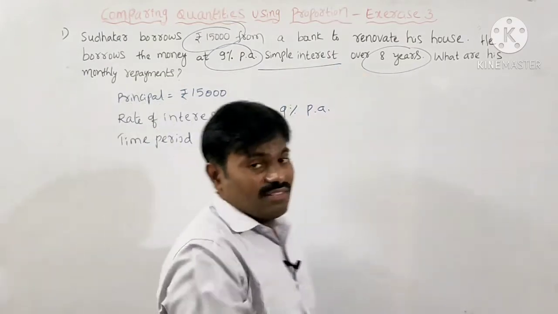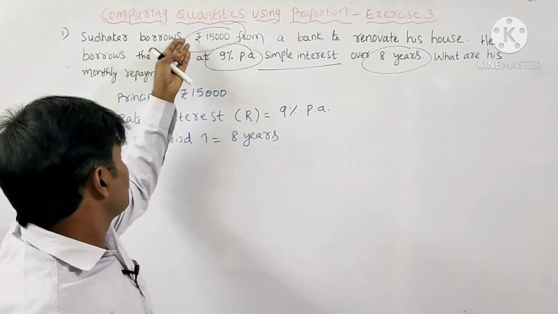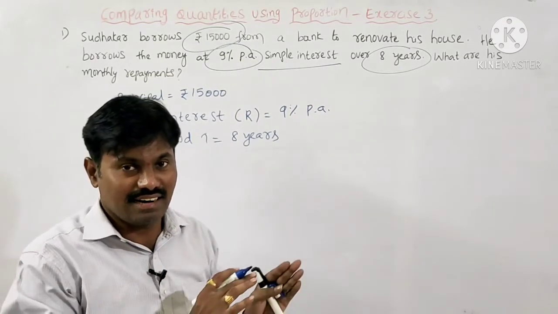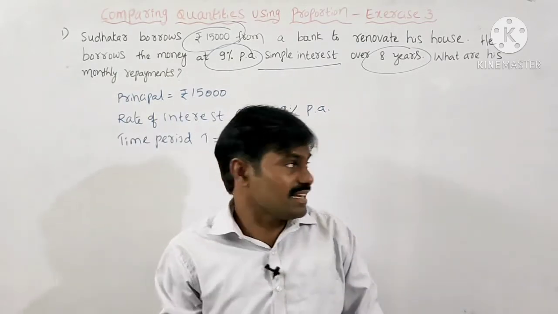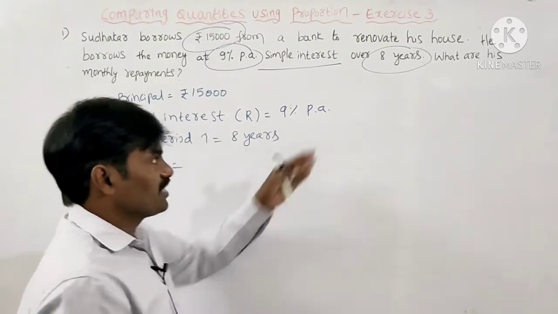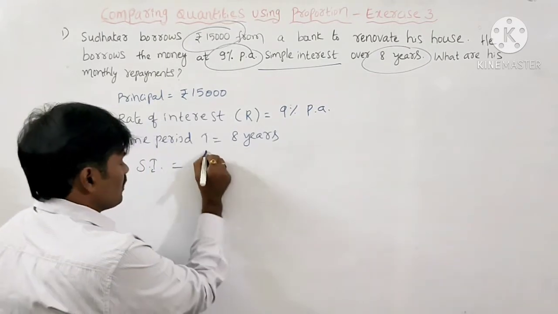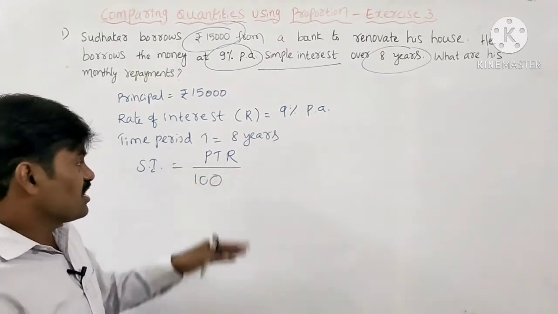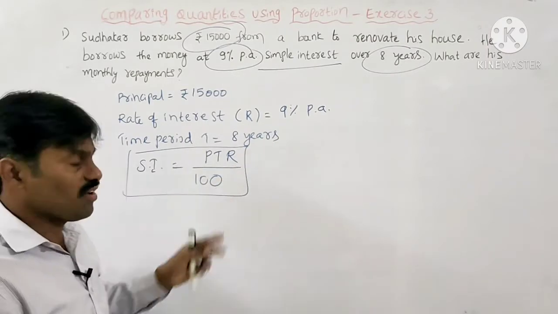Now clearly they have given that he has taken this amount on simple interest, not on compound interest. So we have to apply the simple interest formula. SI is equal to PTR by 100, is it? First find out how much interest he has to pay for this time period at the rate of 9% per annum. So substitute all the values in this formula and simplify.